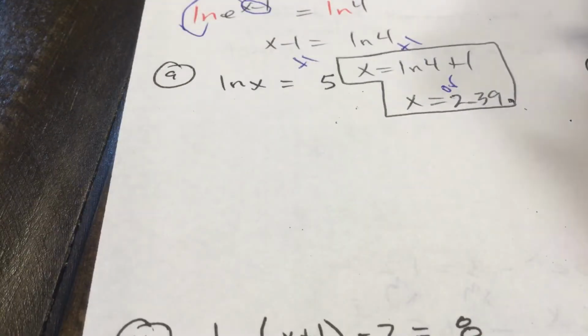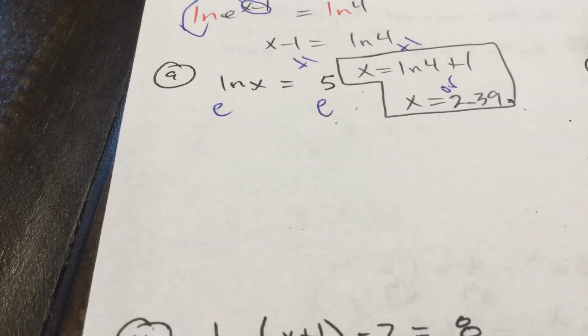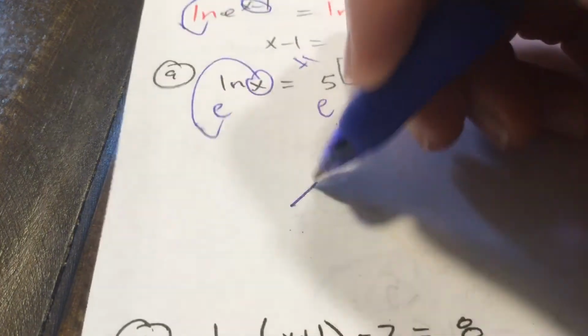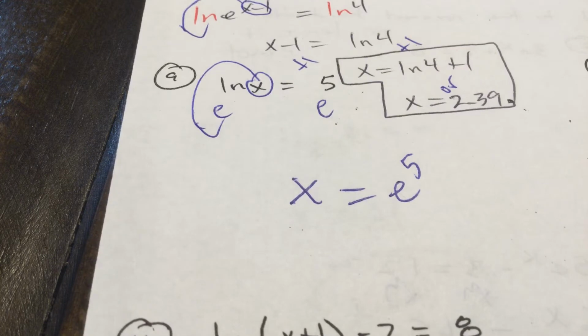Okay, so here's what you do on 9. You simply attach e as a base. When that natural log is all by itself, you can attach e as a base. X would come down. That's literally from the definition. And x would be e to the 5th. That's it, e to the 5th.